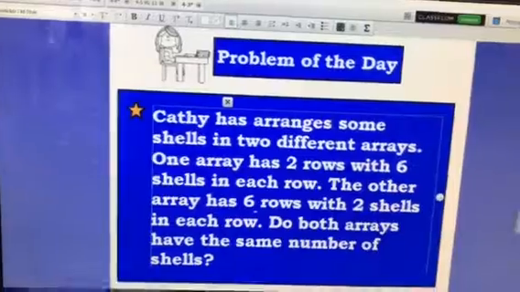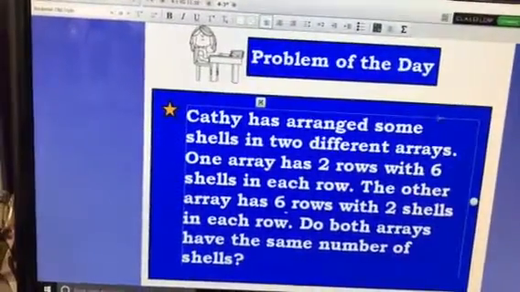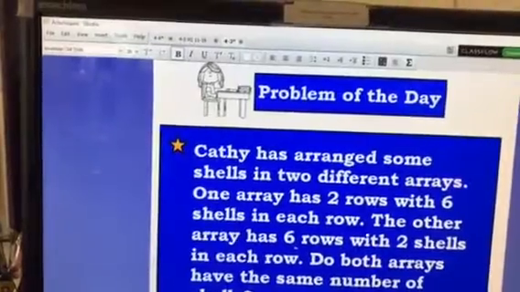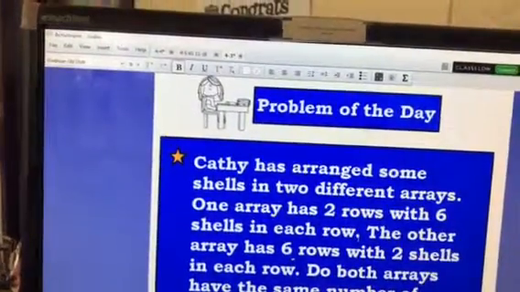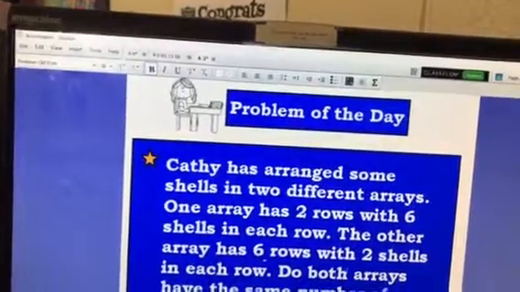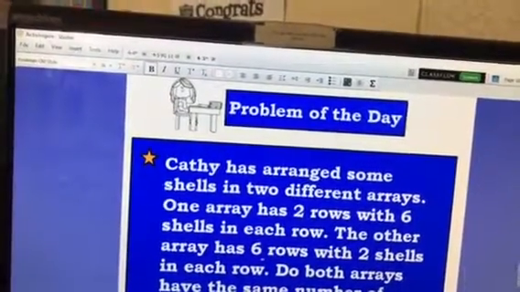Kathy has arranged some shells in 2 different arrays. One array has 2 rows with 6 shells in each row. The other array has 6 rows with 2 shells in each row. Do both arrays have the same number?